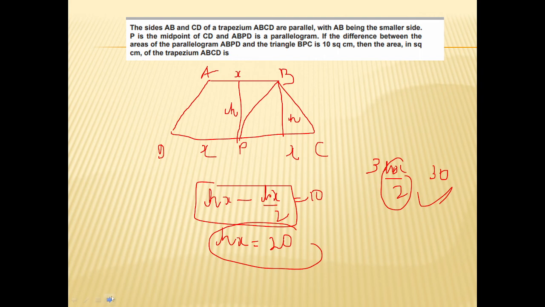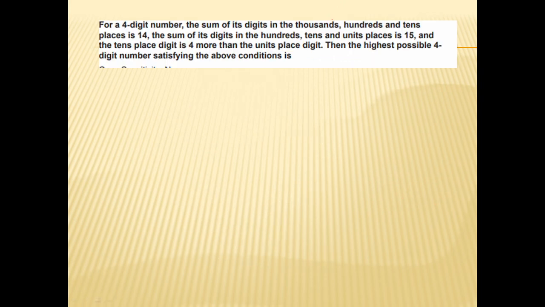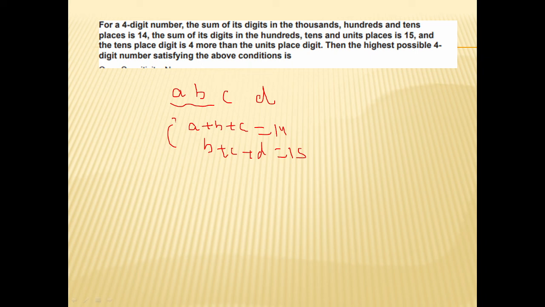Next question now. For a 4-digit number, the sum of the digits in the thousands, hundreds... Okay, now first of all let's take the number to be ABCD. Given the sum of these three, A plus B plus C equals 14, and B plus C plus D equals 15. Subtract both the equations, this from this. So D minus A equals 1.